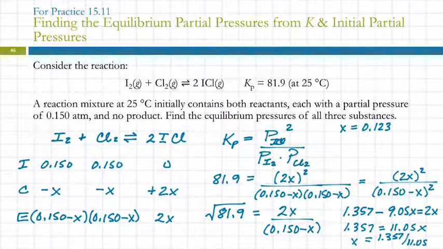So I have x. We're supposed to give the equilibrium pressures of all three substances. So we need to plug x into these expressions down here. I2 and Cl2 are going to have the same pressure. So PI2 is going to be equal to PCl2, and that's going to be equal to 0.150 minus 0.123.